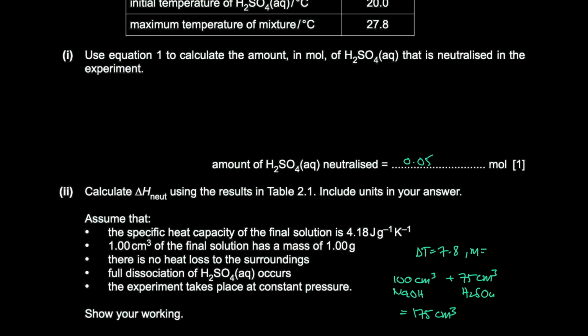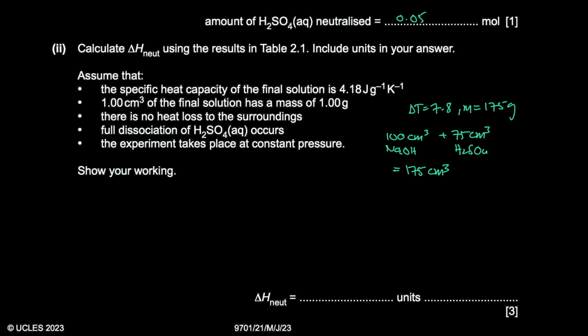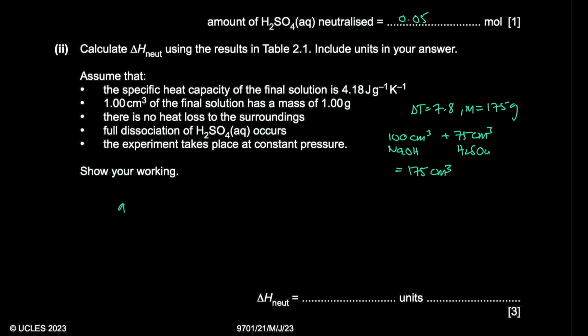Our m is 175 grams, and the specific heat capacity is just 4.18 joules per gram per Kelvin. We're assuming that we have pure water at the end, essentially. So we can say Q is equal to mc delta T. Q is equal to 175 grams, that's the amount of water or amount of solution, times the specific heat capacity 4.18, times the change in temperature, 7.8. So we get Q as 5,705.7 joules.